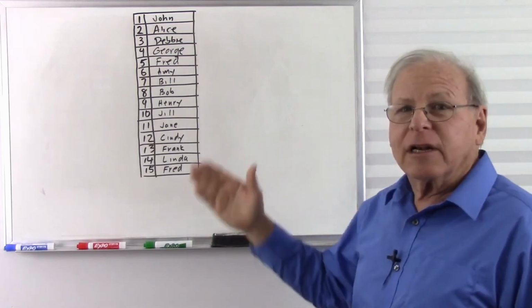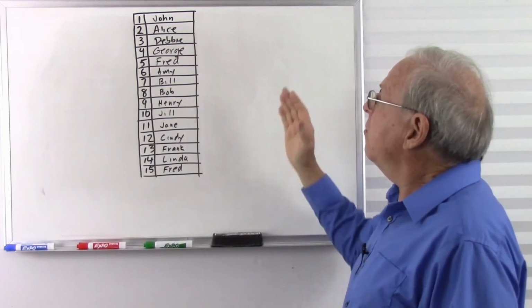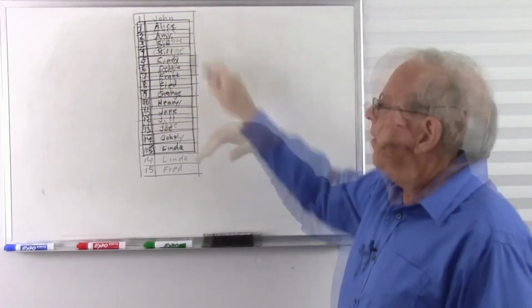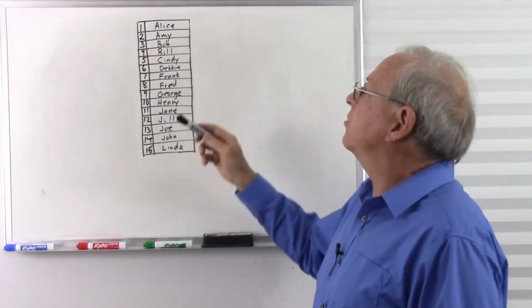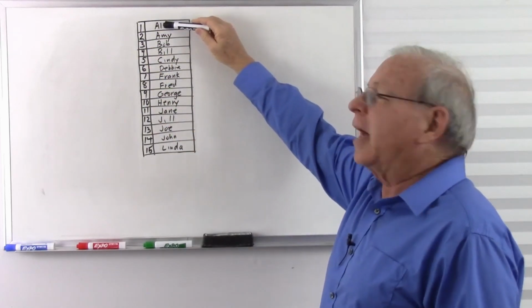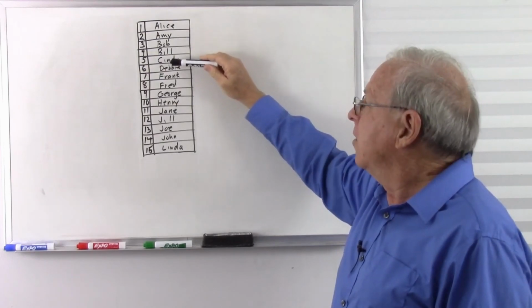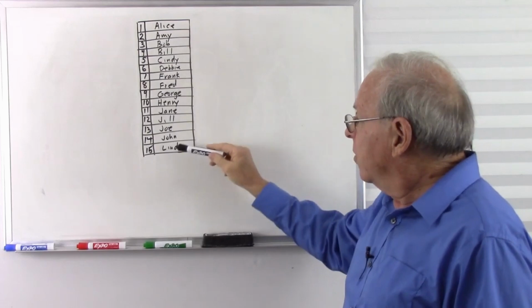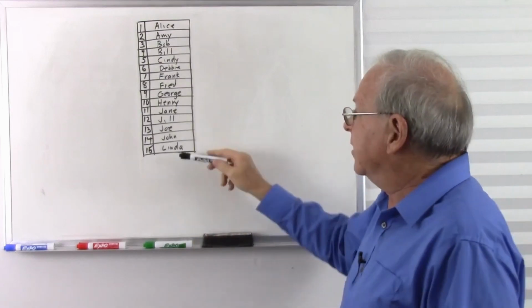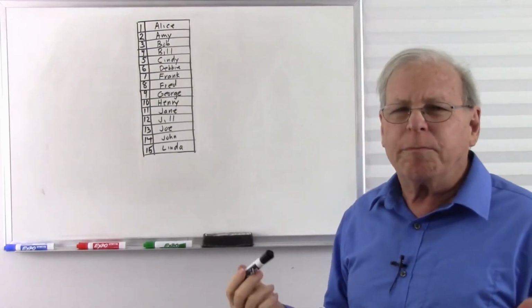So why don't we make this a little easier by alphabetizing this? So I'll go ahead and alphabetize this list, and there it is, alphabetized. So let's do the search again. Okay, is that Linda? No. Is that Linda? No. Is that Linda? No. Well, this time it got even worse. It took 15 tries to find Linda, so alphabetizing it didn't do a bit of good.